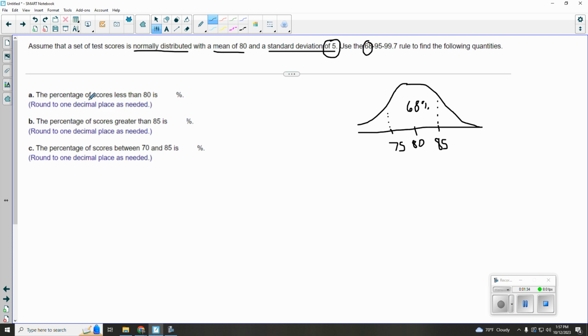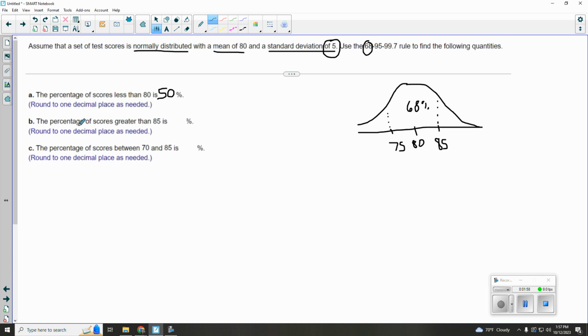The percentage of scores less than 80 is the halfway mark. Since it's symmetric, the mean and the median are both equal. So 80 is the median, which means this answer is 50%. Even without drawing the picture, we could get that just by knowing that the mean and the median are 80.